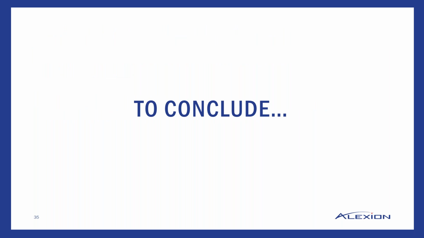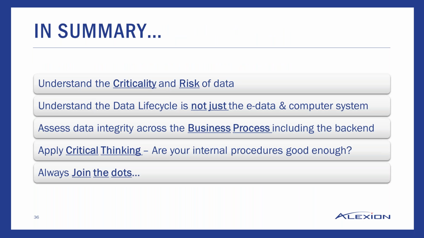So to conclude and to finalise, what are the take-home messages of the presentation? Really, to get an understanding of the criticality and risk of data and know what they are, and understand that the life cycle is not just the electronic data and computer system. It spins out everywhere into the paper-based process. And then assess data integrity across the business process, including the back end, and always apply critical thinking. So always be thinking, well, okay, it's following our procedure, but is our procedure good enough? And again, always join the dots.